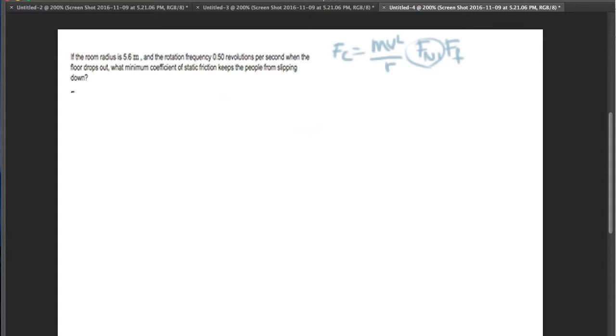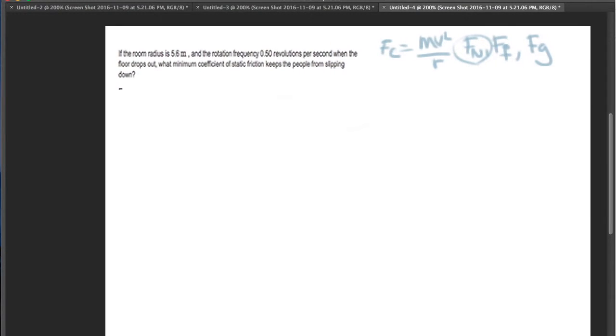Another case, such as a car on a horizontal curve, would be equal to the force of friction. And concerning gravitational motion, it would be equal to the force of gravity. But in our case, Fc will equal F of N.